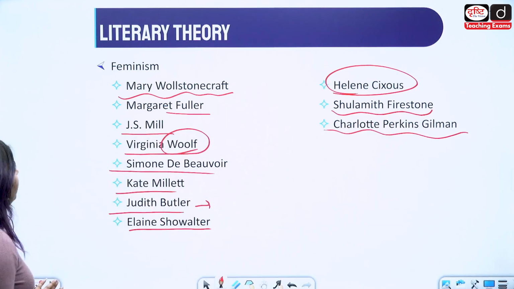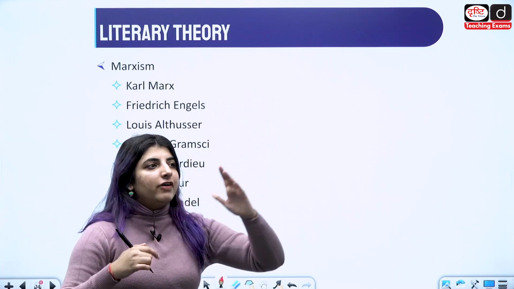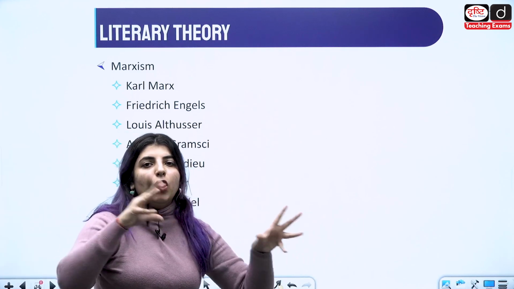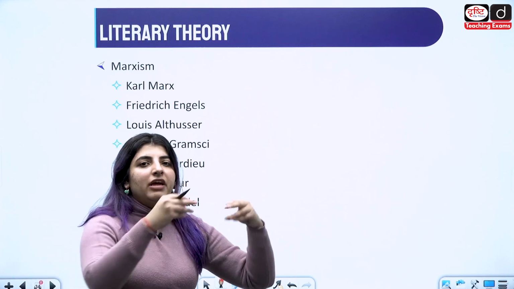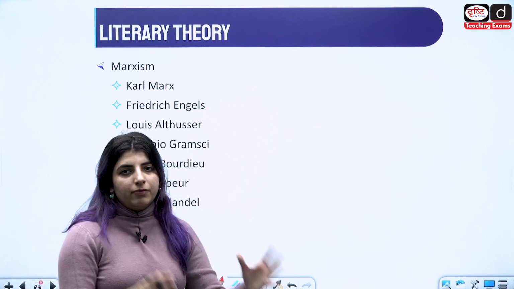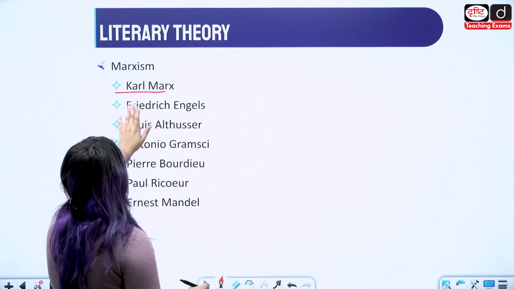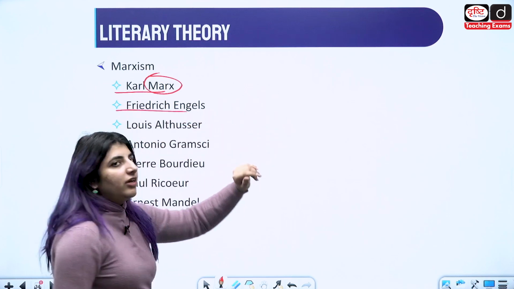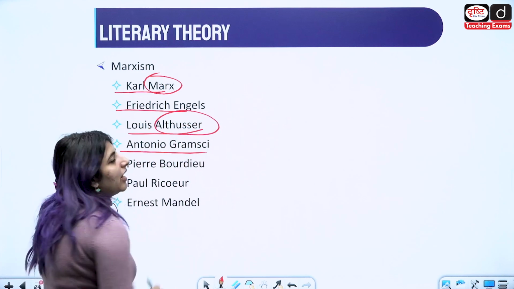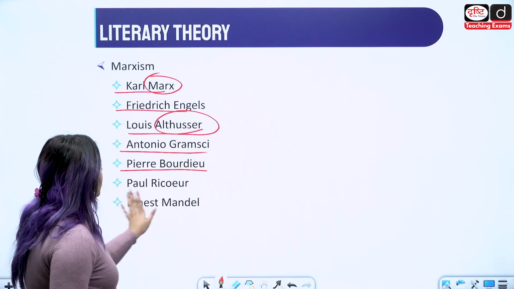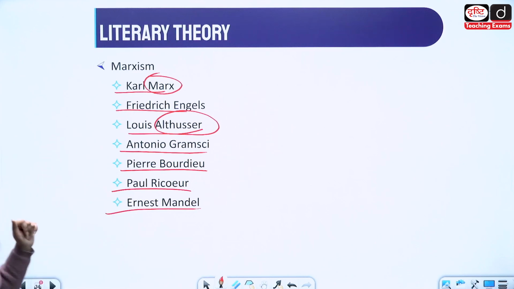So all these women, and then Marxism related to the capitalistic thinking of ideology, hegemony, all these terms we are going to take a look at, and then going to see who are the major writers, what are their important terms, the works that are associated. So who are the ones associated with this theory or school? Karl Marx, Friedrich Engels, Das Kapital, right? Louis Althusser, Antonio Gramsci, Pierre Bourdieu, Paul Ricoeur, Ernest Mandel. These are the ones who are associated with Marxism majorly.